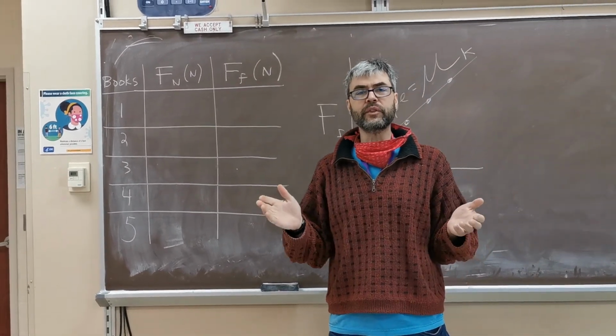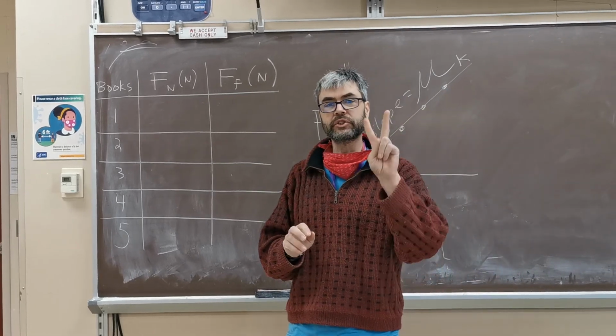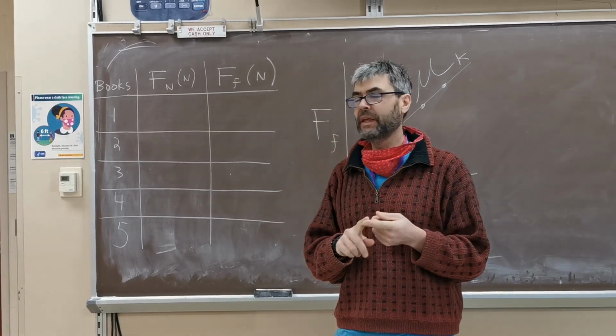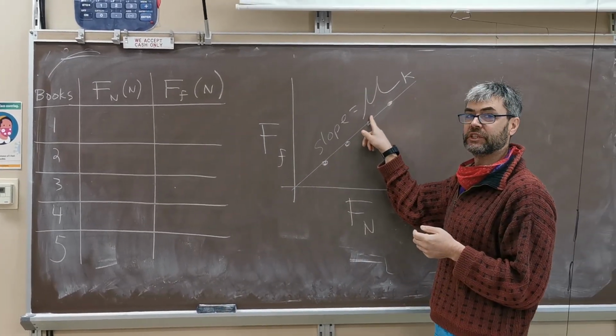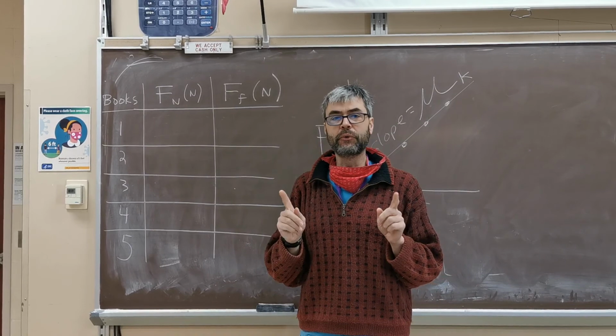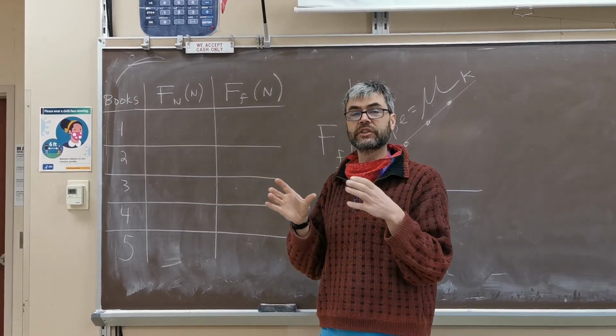Okay, we're going to do the friction lab. In the friction lab, we are going to use two things, the force normal and the force of friction, to calculate mu, the coefficient of friction. To find the force normal, we're going to drag a book across a surface.